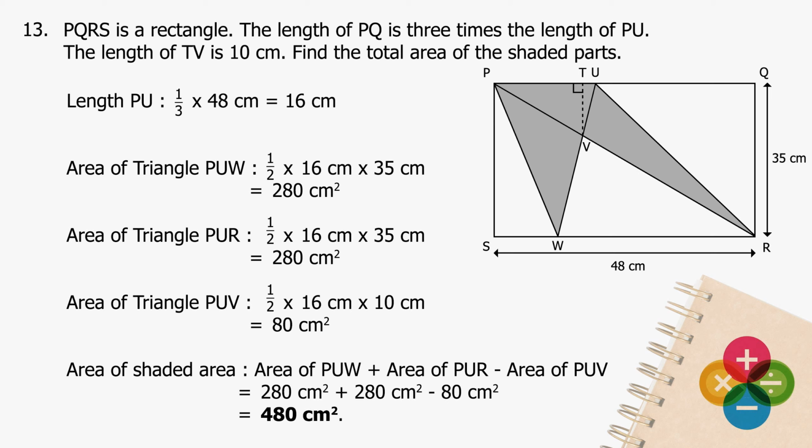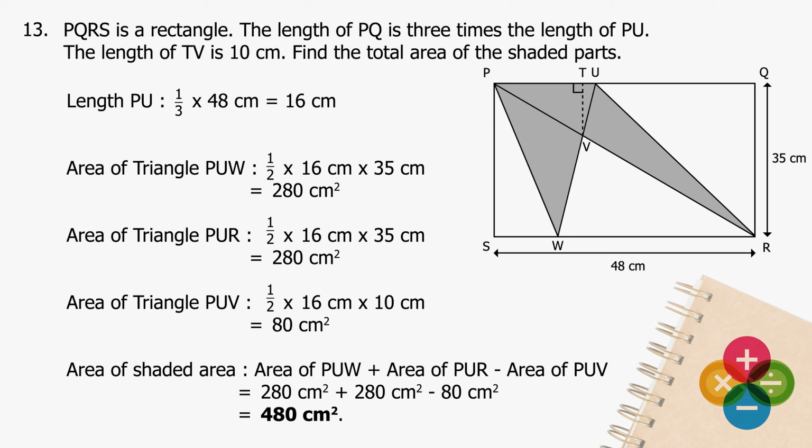The area of triangle PUW will be multiply 1/2 by 16 cm, and by 35 cm, and the product is 280 square centimeters. The area of triangle PUR will be multiply 1/2 by 16 cm, and by 35 cm, and the product is 280 square centimeters. The area of triangle PUV will be multiply 1/2 by 16 cm, and by 10 cm, and the product is 80 square centimeters.